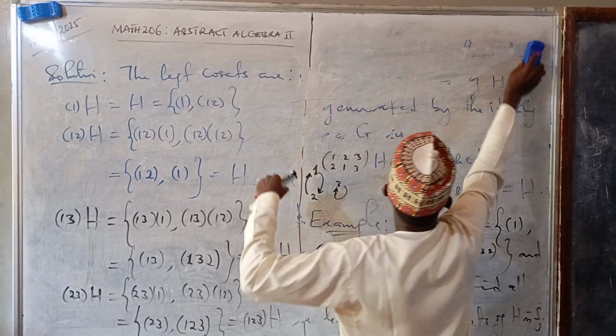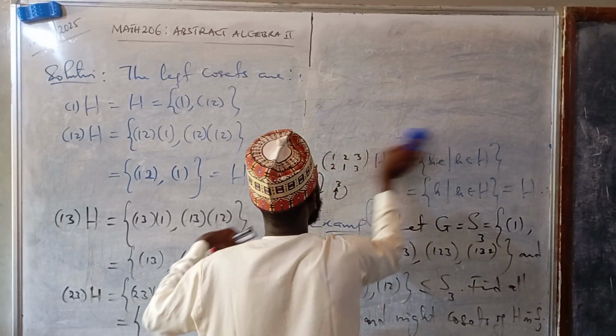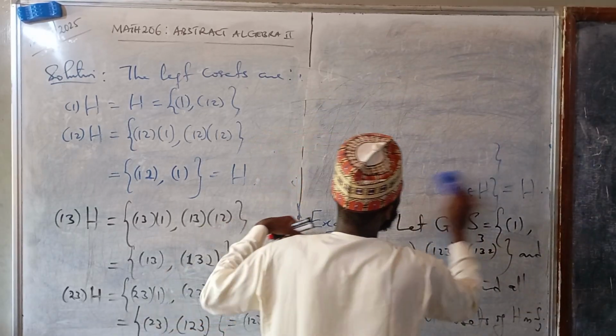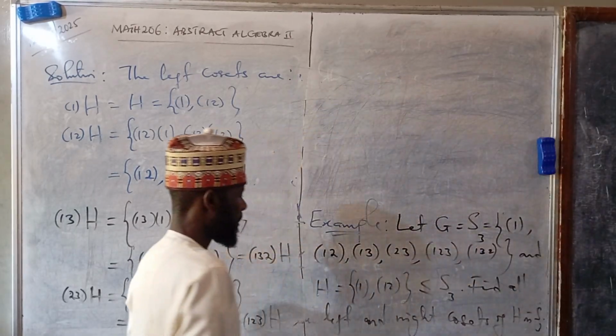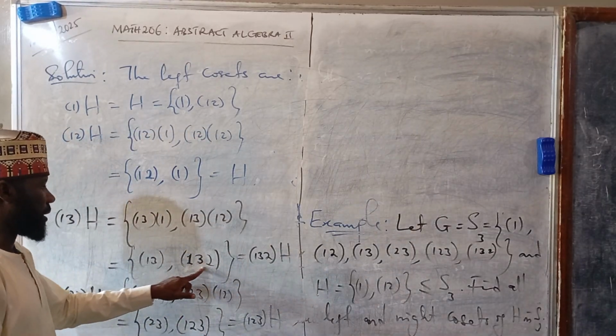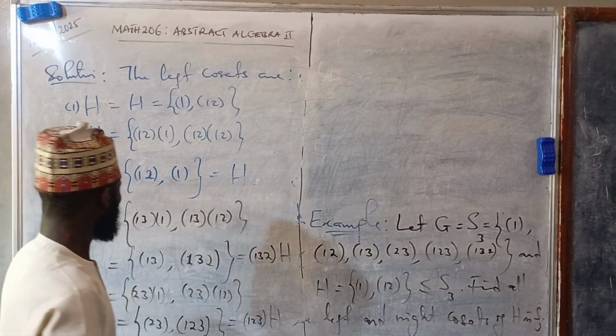So I want this 1, 3, 2. I think I will accept it. The second 1, 3, 2 is already here, generated by 1, 3.